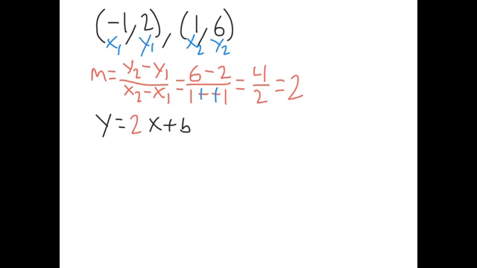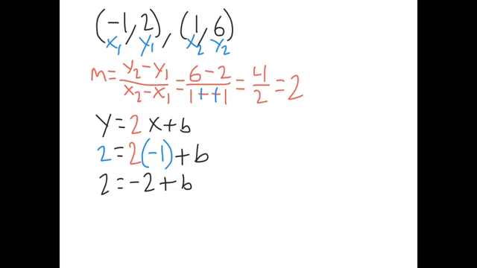So we're going to say 2 equals, the slope again is still 2, and then x was negative 1, so times negative 1 plus b. So now we do it out. 2 times negative 1 is negative 2. So 2 equals negative 2 plus b. So it's a negative 2, so we add 2 to both sides to solve for b. And that'll give us 4 equals b. So in this case, b is 4.